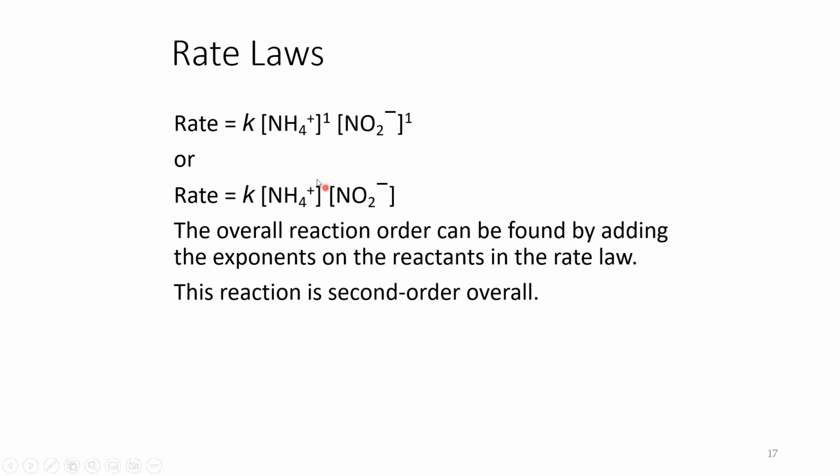And like I said, you don't really need to write in the one. But if we have higher orders, we want to make sure we include those. But with this particular reaction, since both of these reactants are first order, and we've got two reactants, we would then classify the entire reaction as second order overall. So each of these reactants are first order in the sense that if we double the concentration, it'll double the rate. But if we double everything, now it's going to quadruple the rate. And that's why we would consider this entire reaction to be second order overall.